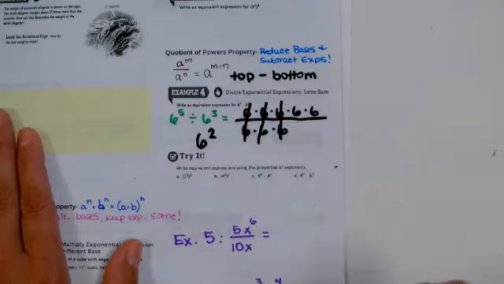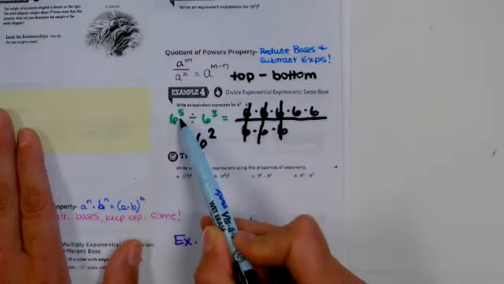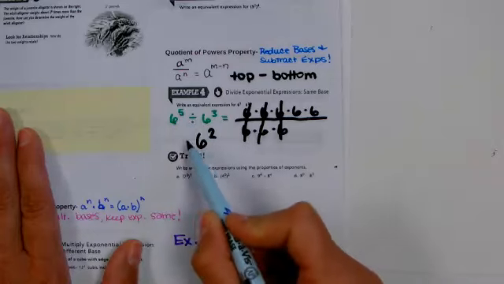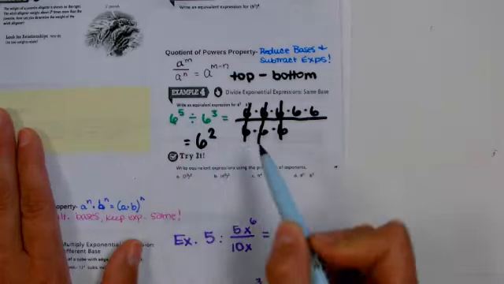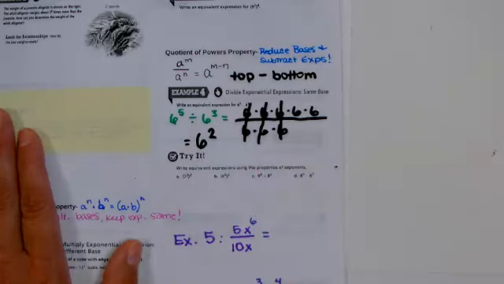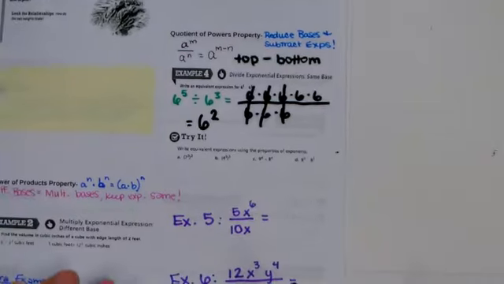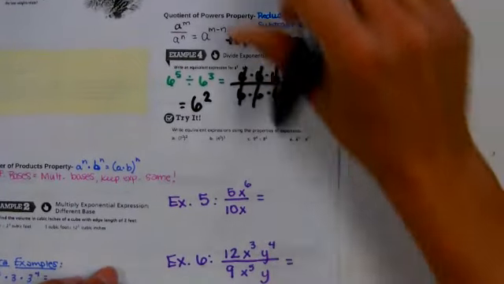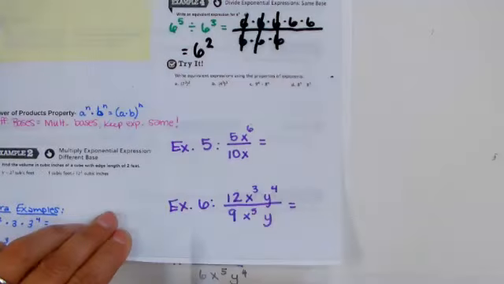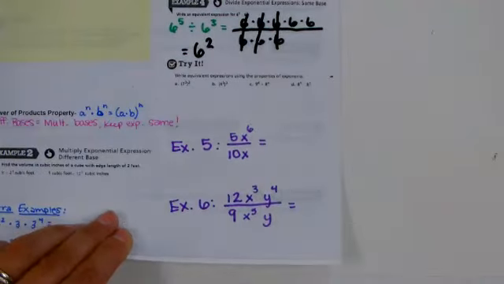Now, the shortcut: if you look at 6 to the 5th divided by 6 to the 3rd, we keep that base of 6 and just subtract 5 minus 3, we get 2. That's the shortcut. But that's if we have the same base. The examples we need to add to our notes are what happens if the base is not the same. So if you move your paper up here, and I have this underneath, so hold on.